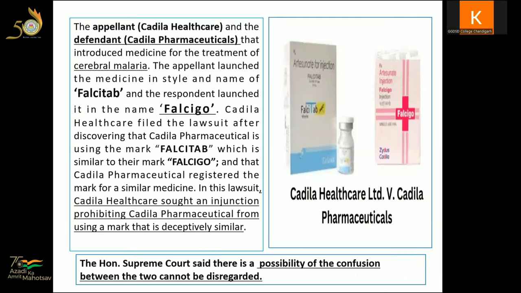Now look at a pharmaceutical company, Cadila Healthcare. They have developed a medicine for cerebral malaria by the name of Flacitab. There is another company, Cadila Pharmaceuticals. They developed the product for the same disease with the name of Pelsigur. They went to the court just to restrict them from using the same word, which was accepted by the Supreme Court, because they said that it may create confusion in the minds of the consumers and the doctors when they are prescribing the product. So they got the advantage.